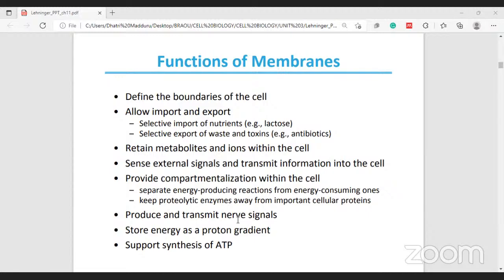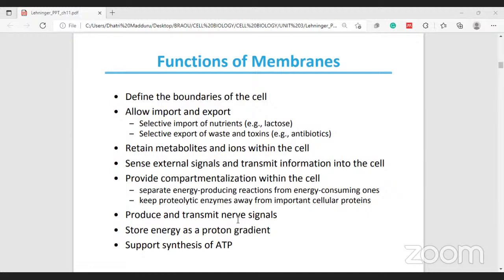So we'll look into the examples, like selective import of nutrients. So I think you all know the operon concept. An operon is nothing but a group of genes which will utilize the lactose. That means when a bacteria grows in a particular nutrient medium, it will acquire the nutrient. If there is glucose or lactose or whatever it is, that has to come inside the cell. That coming inside the cell is import. That means the nutrients have to be imported into the cell. So here that importing is again controlled by the plasma membrane.